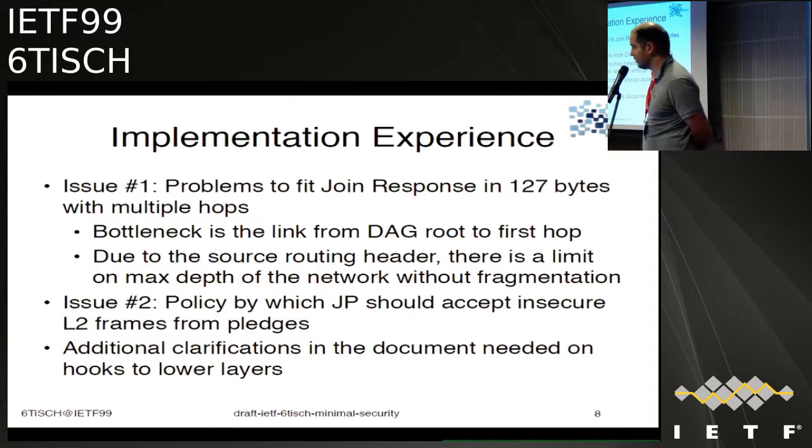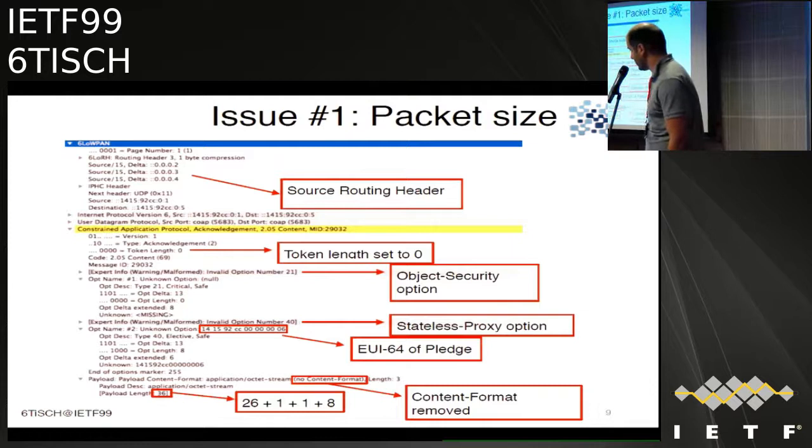Okay, and so is there anything we can do about that? Or is your next slide about that? Yes, I have the next slide. I have the packet dissection, basically, of the join response in the case with five hops downwards. And as you can see, we have the source routing header at the beginning. And these are some modifications that I had to do in order to make it work.